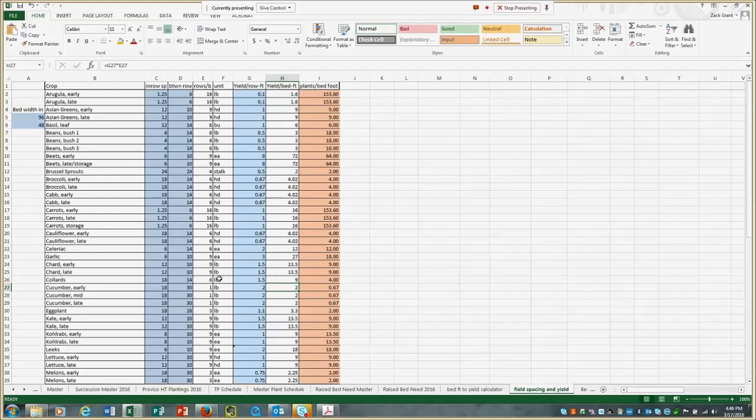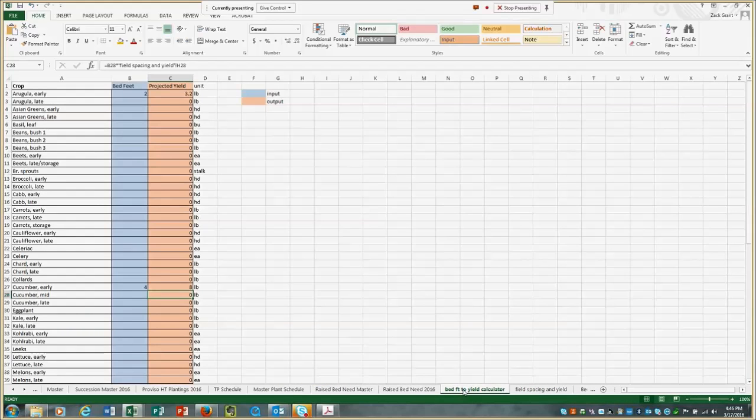So if you have a preset bed width for your raised bed unit and you have that plugged into the field spacing and yield sheet, and you want to use the bed to yield field calculator, you could simply ask, what if I just plant 4 bed feet or 16 bed feet? What's going to be my projected yield based on that? So that would be a reflection of that in that case.